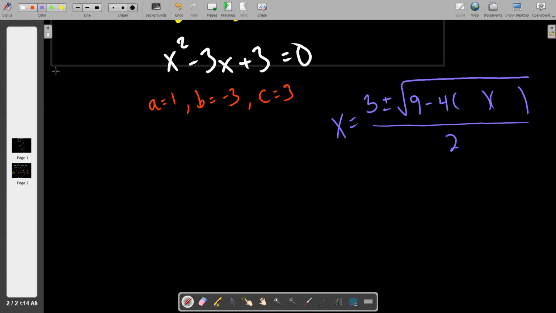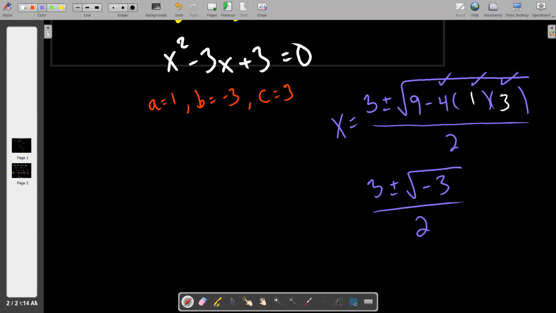Take a break, reset your brain, go back, backfill your A and your C with a 1 and a 3. Is my minus going to change? No, not this time. So I'm again going to be in the land of imaginaries. And so I'm going to wind up with 3 plus or minus the square root of, what is 4 times 1 times 3? And what is 9 minus 12?